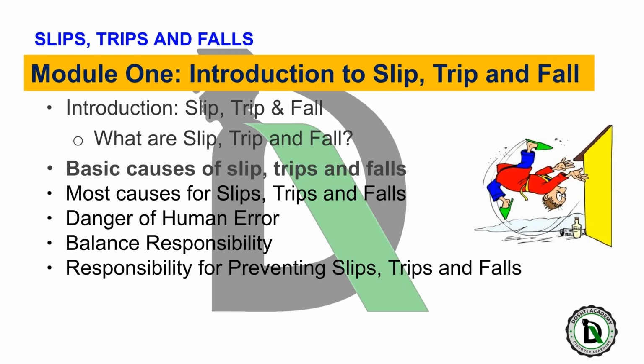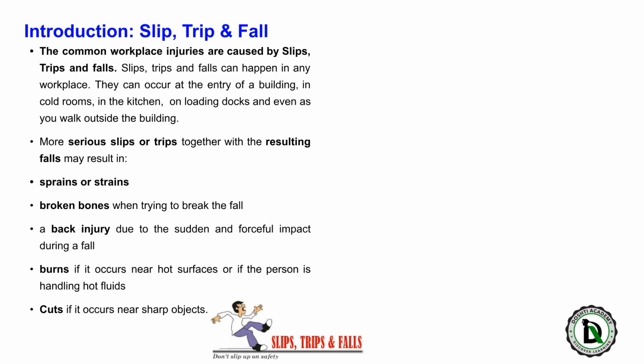Module 1 provides an introduction, defining what slips, trips, and falls are, covering basic and most common causes, the danger of human error, and the responsibility for preventing these incidents. Slips, trips, and falls are common workplace injuries occurring in various locations. More serious incidents can lead to sprains, broken bones, back injuries, burns, or cuts.